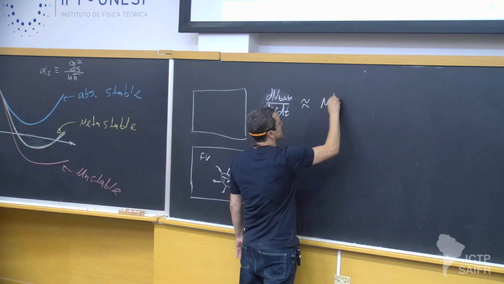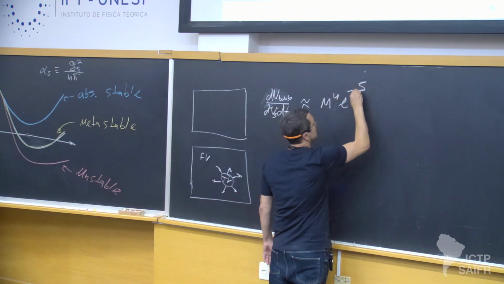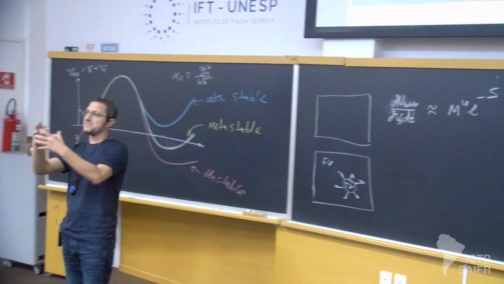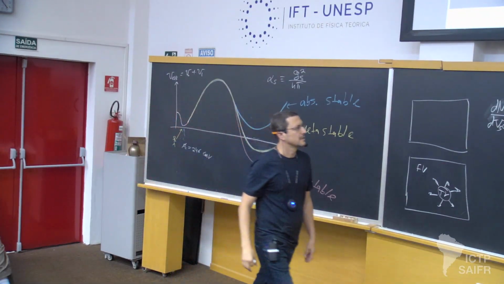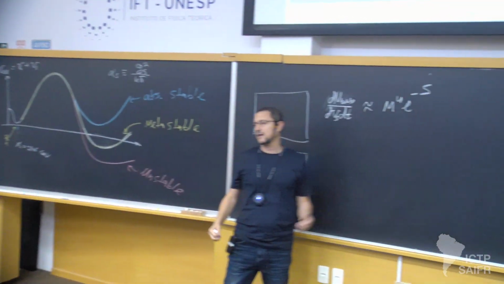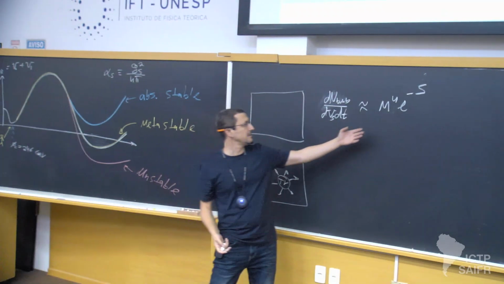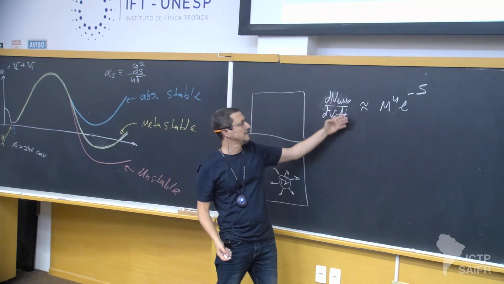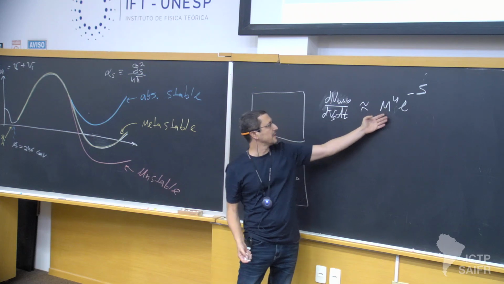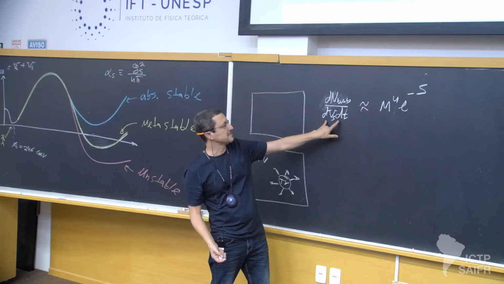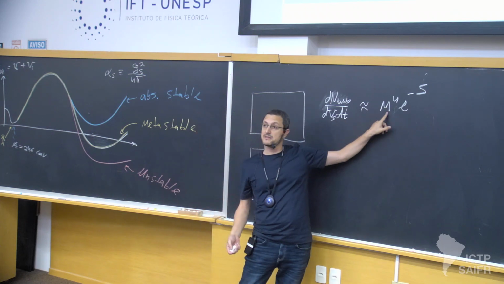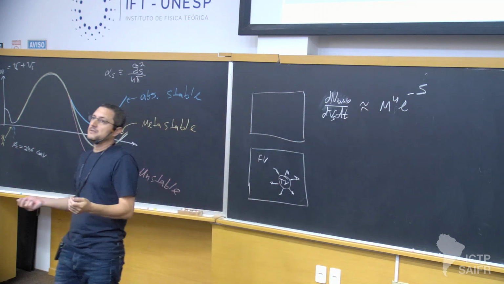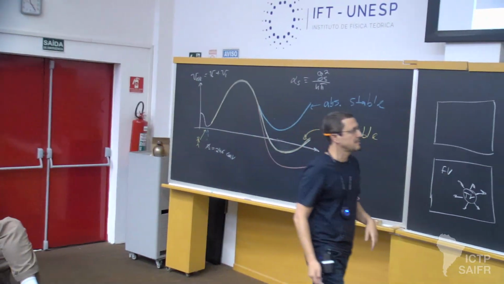Let's call this number m to the 4, e to the minus S, where S is the quantum action for the formation of a single critical bubble. And m to the 4 needs to be here on dimensional grounds. The number of bubbles is a dimensionless number. If you take this prefactor and multiply it by 3 space times time, it needs to be dimensionless.